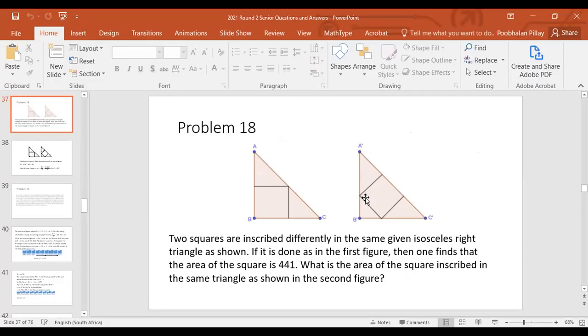And there's a square here and there's another square here. One square is drawn like this, another square is drawn like this. And they give you that the area of the first square, this area here, is 441. And you're asked to find the area of that square. Interesting, very interesting problem. All right, so what I'm going to do is analyze these problems. I'm going to go into my whiteboard because I don't have any space on this thing.